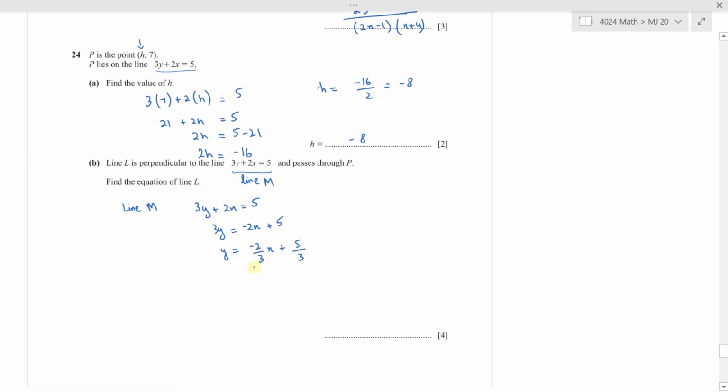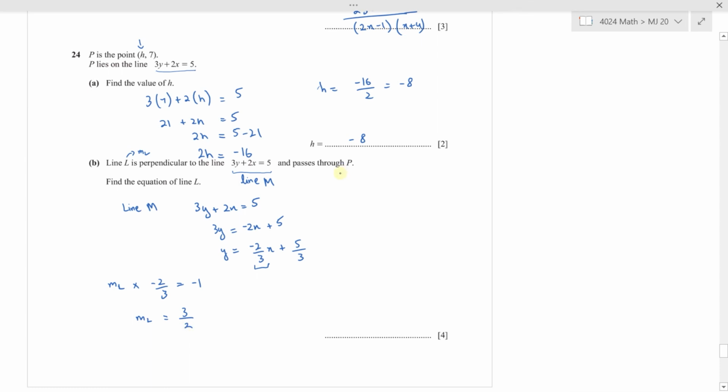So the gradient will be this. This is the equation in the form y equals mx plus c. So this is your gradient for line M. So let's call the gradient for line L, let's call it mL. So mL, the gradient of line L, multiplied by the gradient of line M, which is minus 2 by 3, their product should equal minus 1 because these two lines are perpendicular. So mL, the gradient for line L, will be 3 over 2.